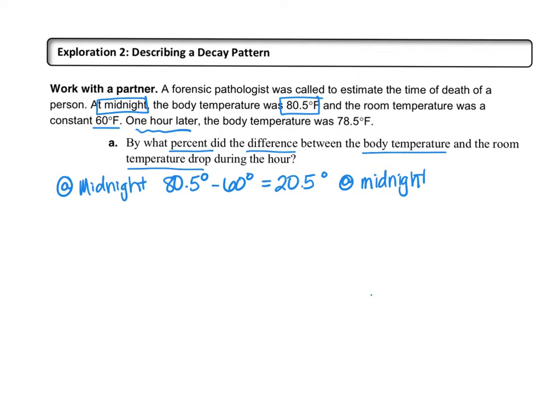So that means at 1 a.m., the body temperature was 78.5. So the body temperature had decreased. The body temperature is 78.5 degrees, but the room temperature is still 60 degrees. So that difference in temperature at 1 a.m. was 18.5 degrees Fahrenheit at 1 a.m., which is 1 hour later.